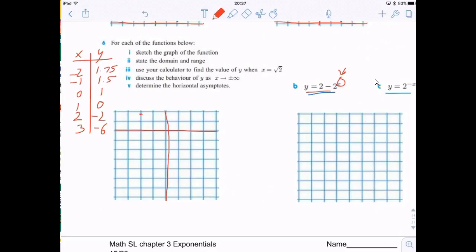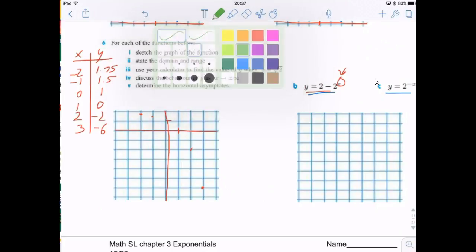Second point is negative 1 comma 1.5, it's about there. 0 comma 1 is here. 1 comma 0 is here. 2 comma negative 2 is here. And 3 comma negative 6 is here. Okay, so I'm going to sketch this out. I'm going to connect these. Oh, I'm going to use green like I did before.